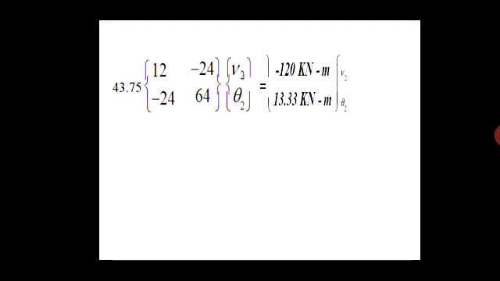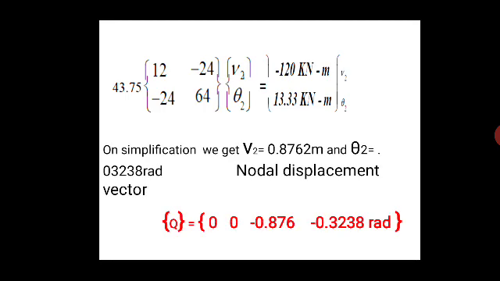The unknown displacement vector is V2 and theta 2. Therefore, on simplification we get the value as V2 is equal to 0.8762 meter and theta 2 is 0.3238 radians, that is the nodal displacement vector.